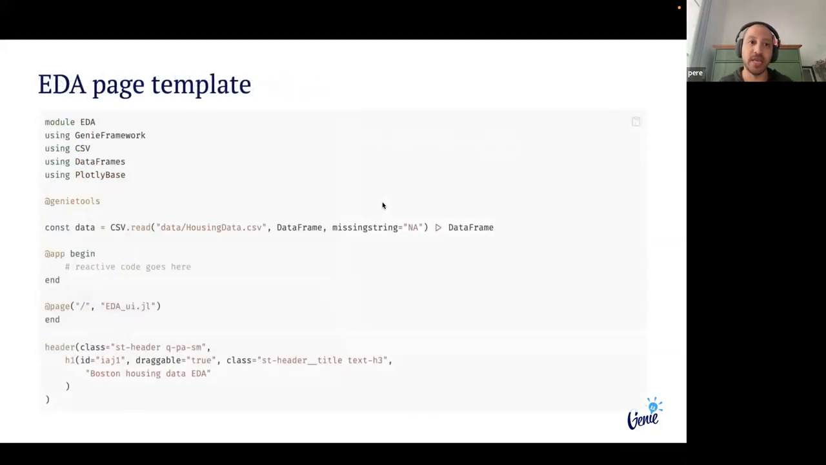In the EDA page, this is what the template looks like. We first import some packages like the Genie framework package, CSV, DataFrames, and PlotlyBase for displaying the data. We load the dataset. We define a route pointing to the UI file. And what we have to fill in, in this case, is the reactive code. Then when it comes to the UI file, we only have a header, and we will also be adding the rest of the user interface.